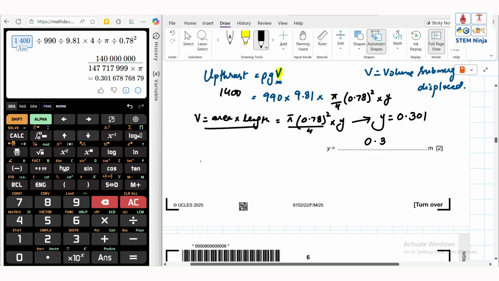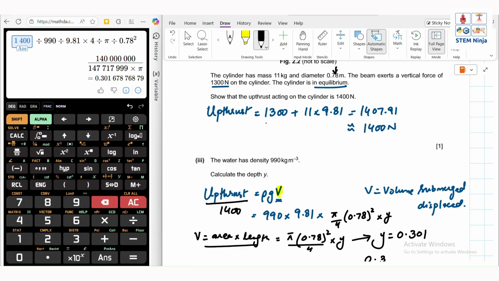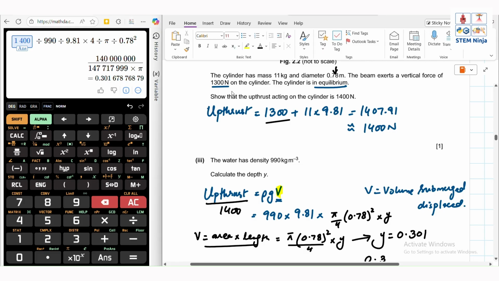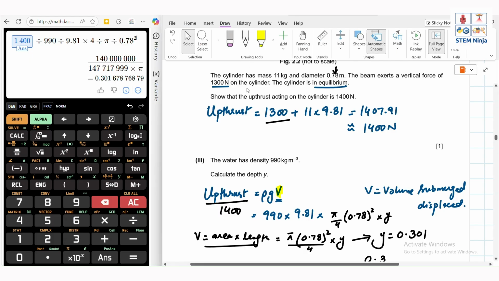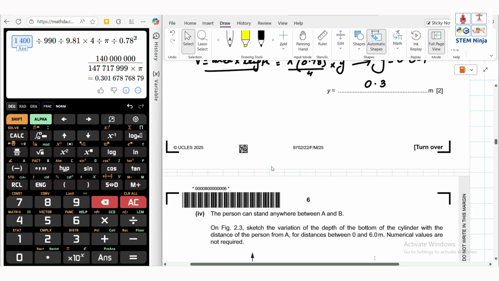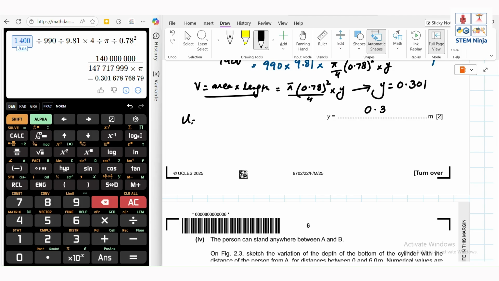We have upthrust. Upthrust we found from the 1300. This 1300 will change as the person moves on the plank. So let's say this is our x. Upthrust is just simply x plus 11g, which is a constant. This is a weight that will remain the same.